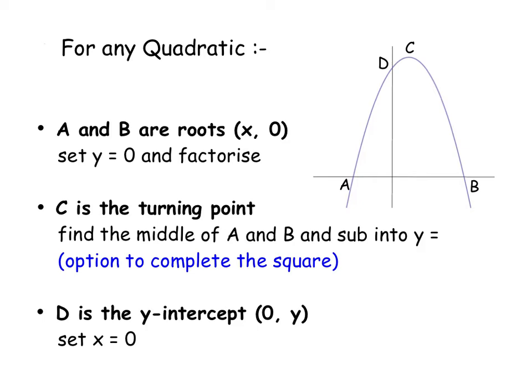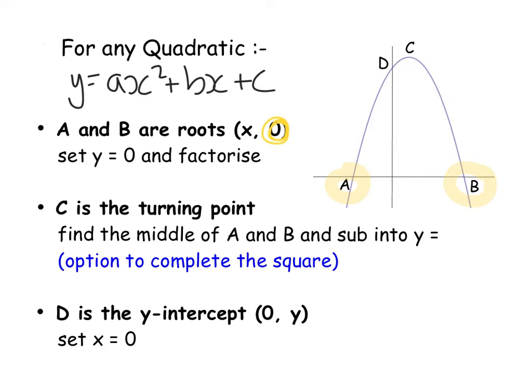So A and B are called your roots, okay? They both have the coordinate of along something, up nothing. So they have an x coordinate, but they don't have a y-coordinate, so their y-coordinate is 0. Therefore, we put y equals 0 into our equation. You will be given your equation in the form y equals ax squared plus bx plus c, right? So you'll have some kind of quadratic, and what you'll do is put y equal to 0 and then factorise. Now remember, factorising could be a trinomial, a difference of two squares, or as simple as a common factor. So for the roots, you're setting y equal to 0 and factorising.